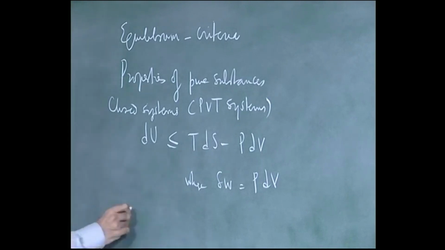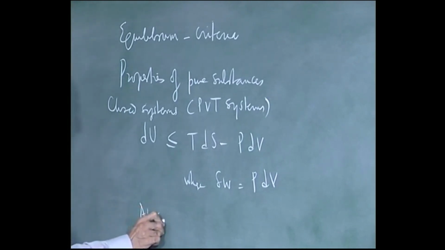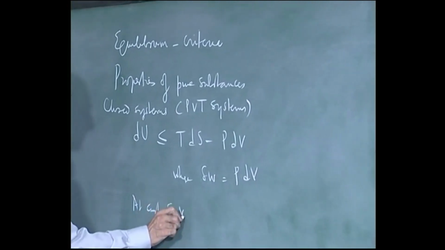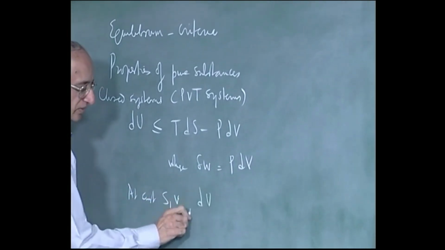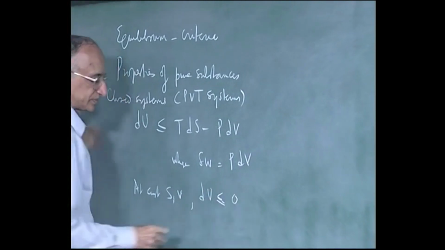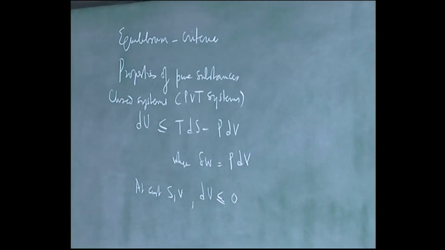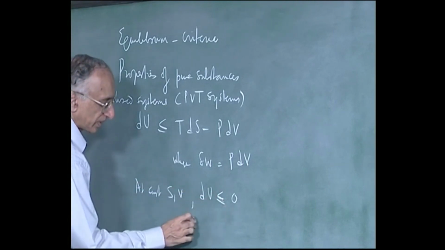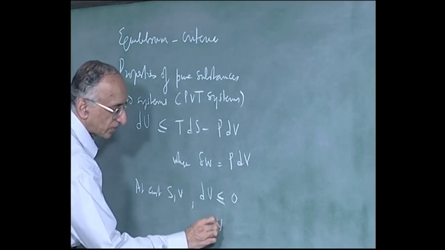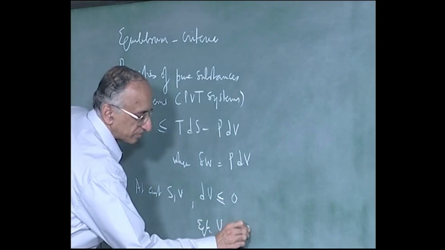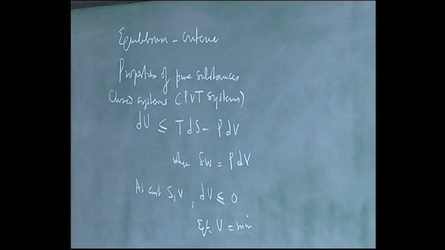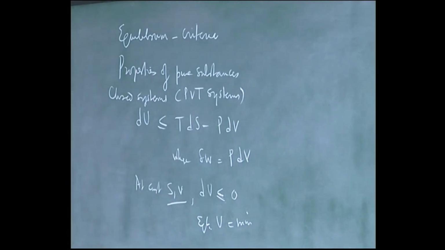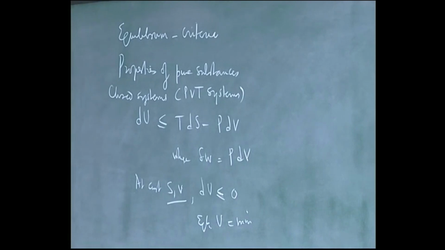So if you write this down, you get automatically at constant S and V, dU is less than or equal to 0. That means U can only decrease, so the equilibrium criterion is therefore U is equal to minimum. But this constraint is important, at constant S and V the internal energy has to be a minimum. If it reaches a minimum, then you have equilibrium.